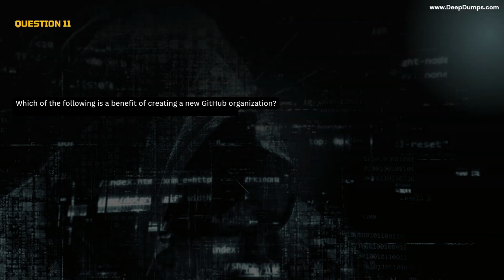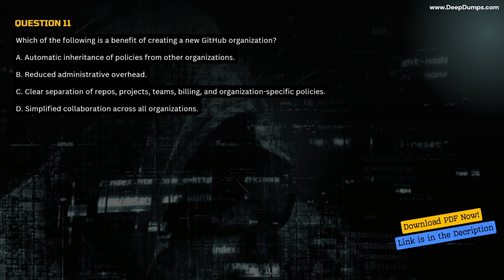Question 11. Which of the following is a benefit of creating a new GitHub organization? A. Automatic inheritance of policies from other organizations. B. Reduced administrative overhead. C. Clear separation of repos, projects, teams, billing, and organization-specific policies. D. Simplified collaboration across all organizations.